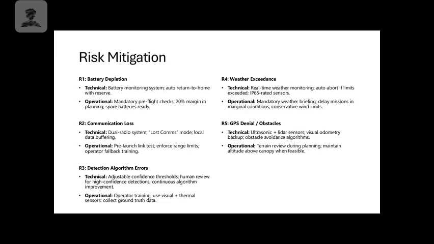For loss of communications, we introduced a dual link setup and a dedicated loss-of-comms mode, so the drone knows what to do if the link suddenly drops. Operators are also required to run a link check before launch and respect range limits. For detection error, we allow the confidence threshold to be tuned. Also, we bring a human into the loop for critical detections, and we will keep improving the model with real mission data and sensor fusion.